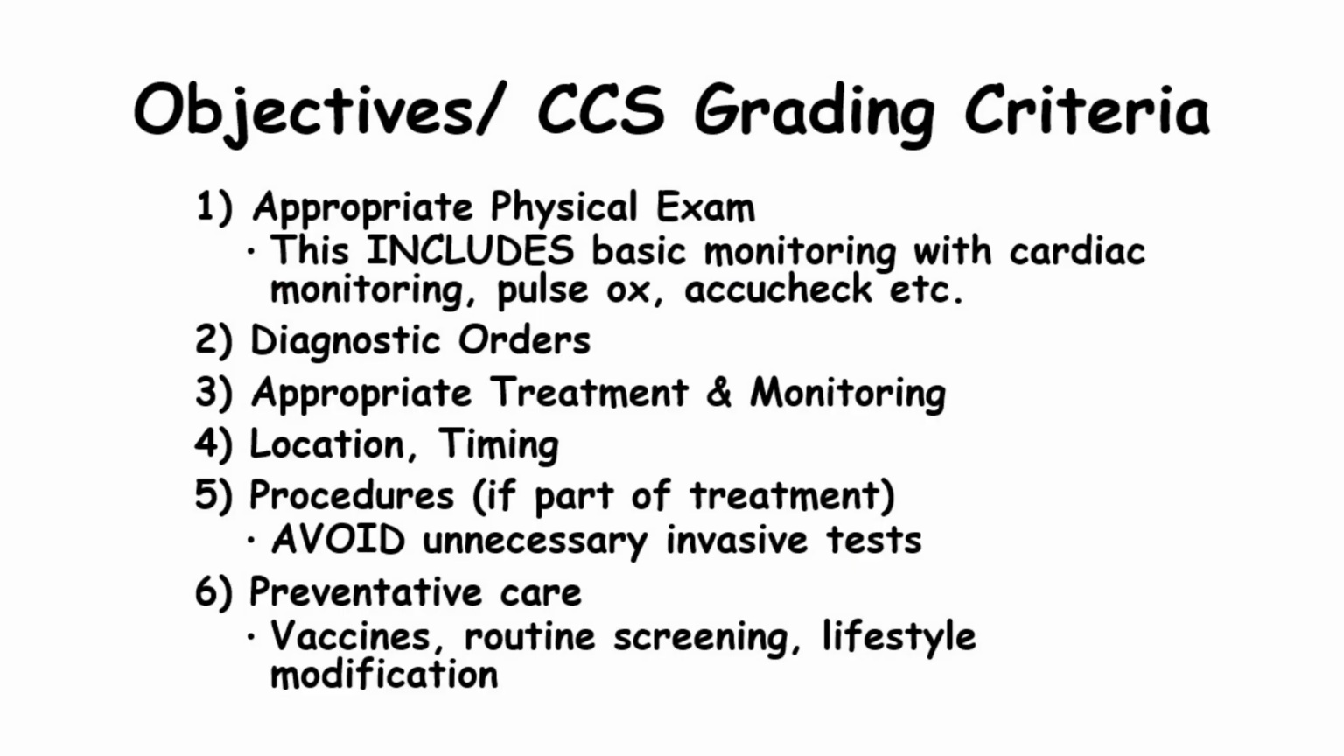To start out with, if you want to score well on the CCS section, you need to understand the grading criteria, which I've listed. The main scored components are: 1. The appropriate physical exam and basic monitoring, 2. Diagnostic orders, 3. Your treatment plan, 4. Location and timing, which includes inpatient versus outpatient management, 5. Procedures and pre-op orders, and lastly, 6. Preventative care measures. We'll go over each of these along with acronyms to remember them in this video.